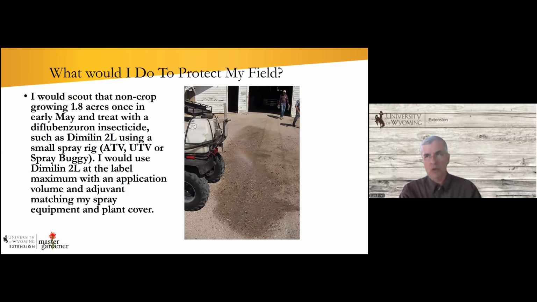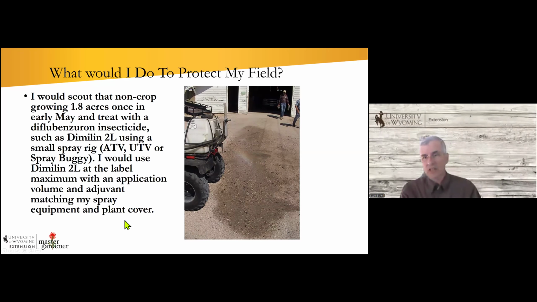Well, there's a lot of small application equipment out there. A lot of it is designed for treating weeds. And we found that you could adapt it and use it to treat those fence rows and borrow ditches and things like that with ATV or now UTV or spray buggies with applications of Dimilin. And I would use it at the label maximum rate and apply with the application volume that matches your equipment and an adjuvant that is suitable for the plant cover.